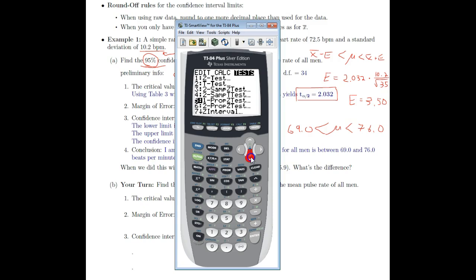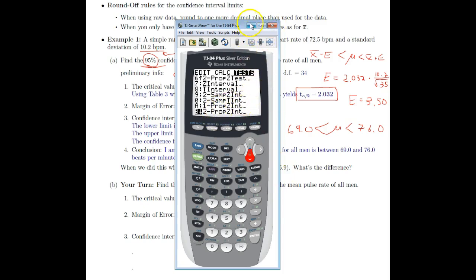In the tests, you'll also see z-interval, which is the method that we did in section 8.2. It's not quite applicable, not a realistic scenario, unless sigma was known to you and you wanted to find a confidence interval. And also down here is 1-PropZInt. Prop stands for proportion, so that's when you want to do a confidence interval for a proportion.